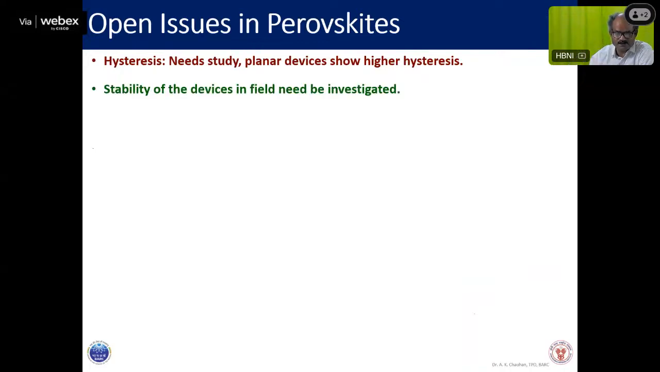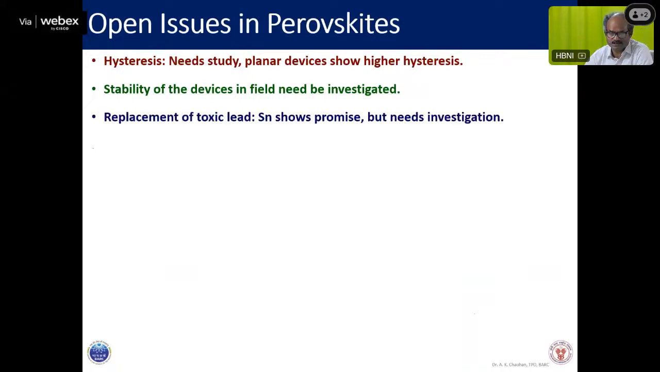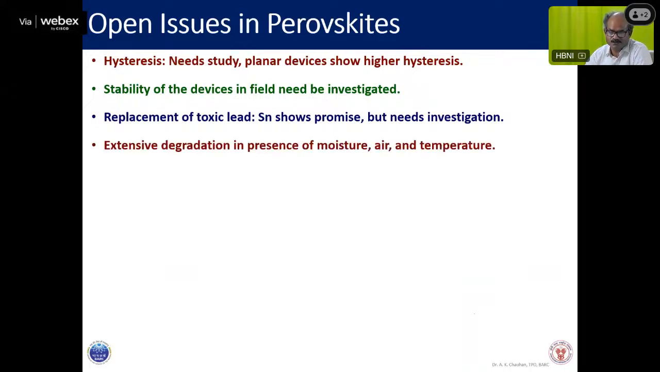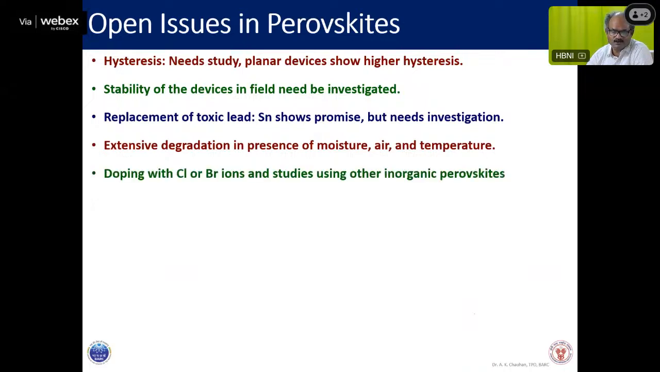Number one is hysteresis. Hysteresis is when you do IV measurements. When you scan from one voltage to another voltage, you get a certain current. However, when you come back, following the same path in the reverse way, you get a different current. The stability of the device in the field needs to be investigated. Replacement of the toxic layer many people have tried. It shows promise, but is still in the experimental stage only.